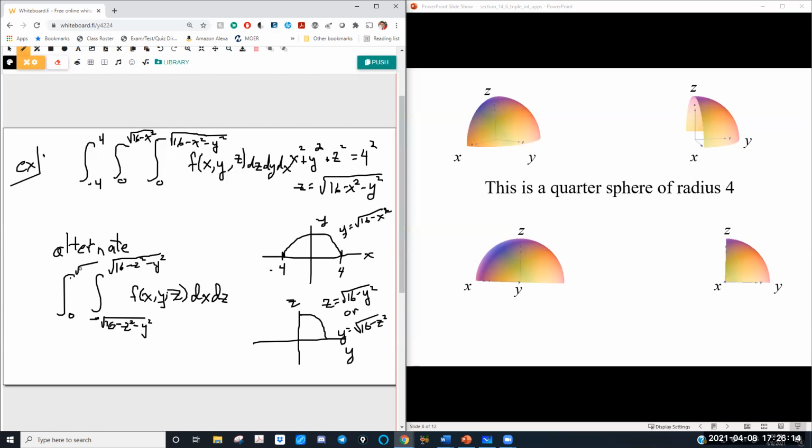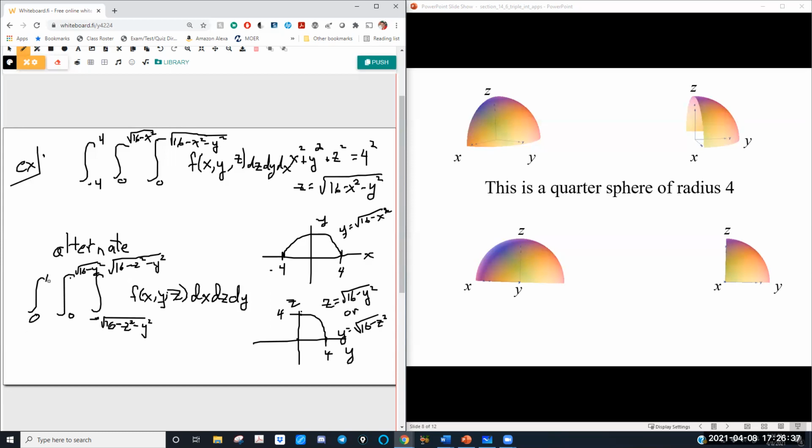0 to square root of 16 minus y squared. And then lastly, remember that the radius is 4. z is going to go from 0 up to 4. I'm sorry, I did z already. y is going to go from 0 out to 4.